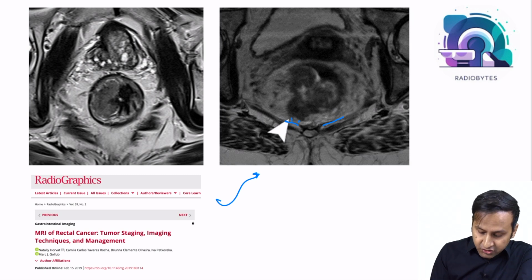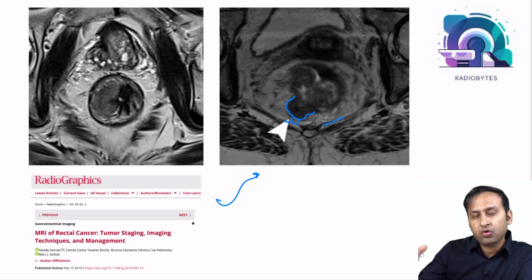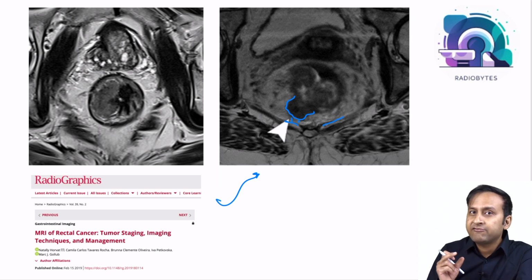Here we see that this tumor is extending inside the mesorectum. It is predominantly an exophytic tumor which has gone on outside the rectal wall and inside the mesorectal tissue. So this is one of those cases where mesorectal fat is invaded.